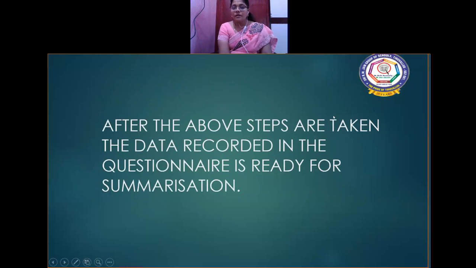Now, after all these steps, the data recorded in the questionnaire is ready for summarization. You can present it, and now it is ready for your use. So the statistician can make use of this, and he can proceed further. Today we discussed the various steps involved in statistical inquiry as well as the steps involved in collection of data. Thank you, children.